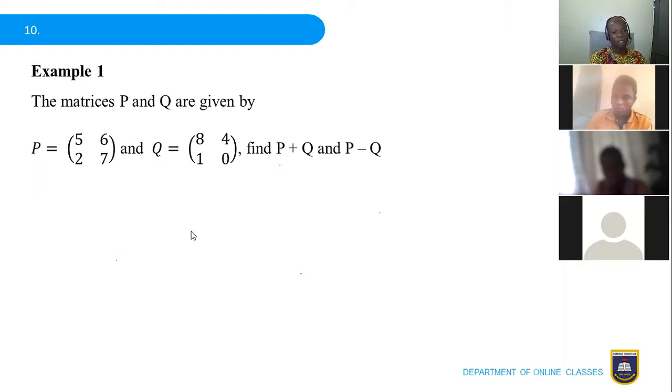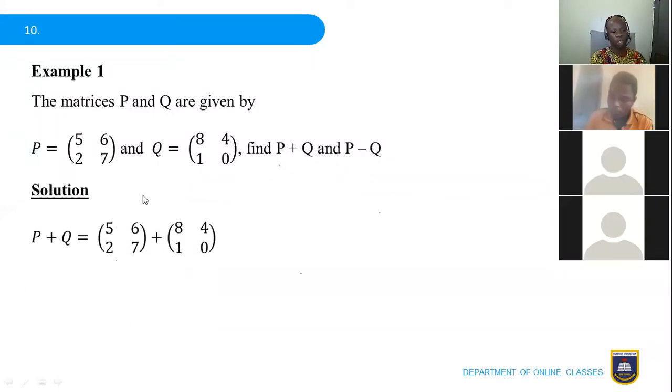Okay. Now let's all compare our solution to the suggested solution. Yes, you can lower your hand now. Let's look at the suggested solution to this problem. So our solution is this. This is how we expect that you do it in an exam. So we have the matrix P plus Q equal to 5, 6, 2, 7 plus the matrix 8, 4, 1, 0. You see, the substitution gives you some marks.